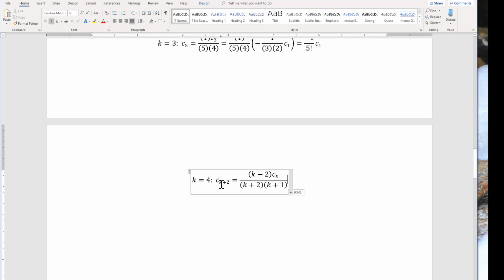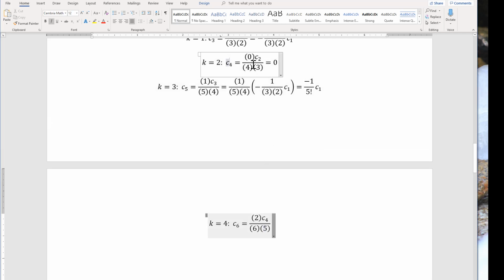When k is equal to 4, we have C6. 4 minus 2 is 2. This is C4. 4 plus 2 is 6. 4 plus 1 is 5. But what's C4 equal to? Well, C4 is equal to 0. So this whole thing must equal just 0. So we see that C6 is gone.